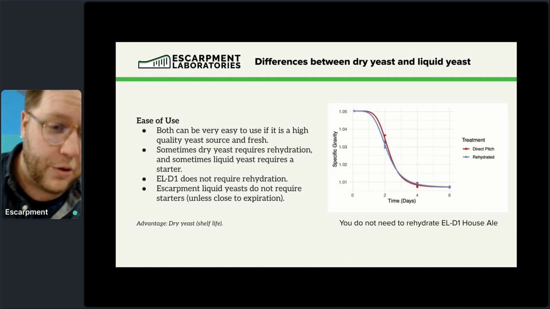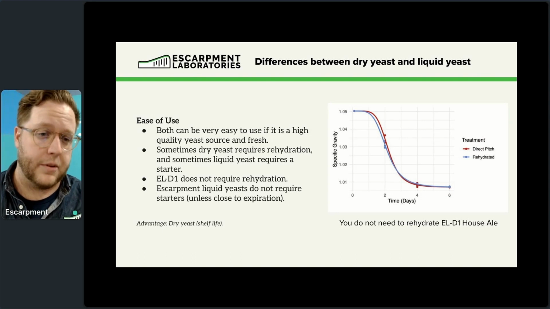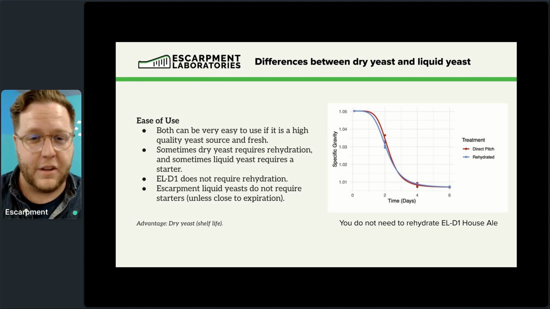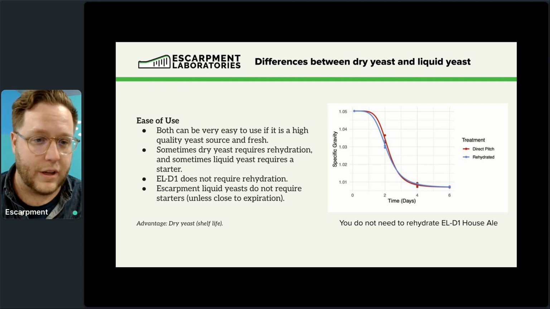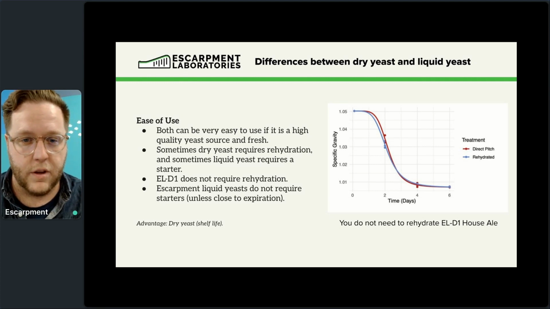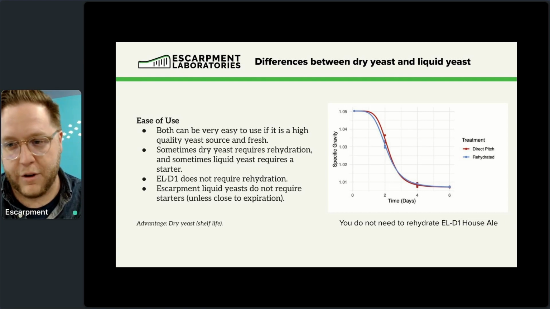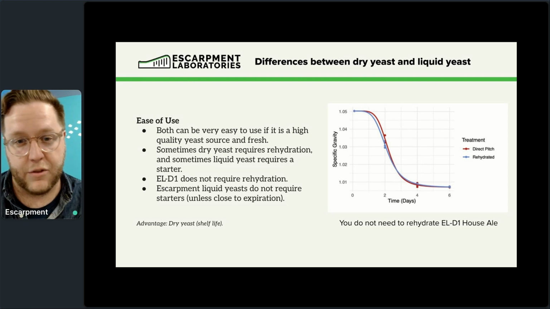We can also look at ease of use between liquid and dry. Our philosophy with Escarpment is to just make things easy across the board. So both can be very easy to use if you've got high quality yeast and it's fresh. That's really the most important thing for yeast quality on the liquid side: freshness and making sure it hasn't gone through too many temperature swings. And on the dry yeast side it's very much the same thing. The more you can limit temperature swings, the better in terms of quality. You don't want to let it heat up too much, for example. If you can keep it at fridge temps, it will last a really, really long time. So both can be easy to use.